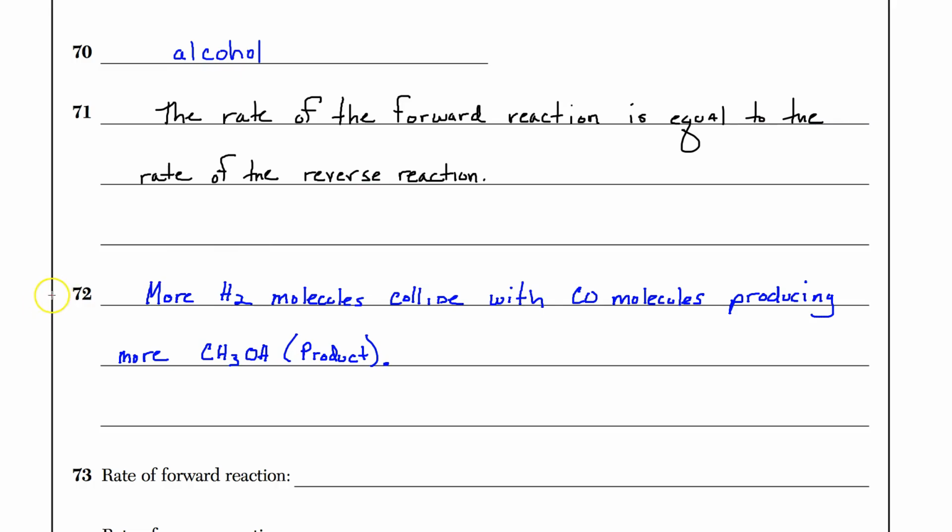So I said in 72, more H2 molecules collide with CO2 molecules producing more CH3OH. There are more collisions with the reactants. Therefore, you're going to make more products. Okay, on to number 73.